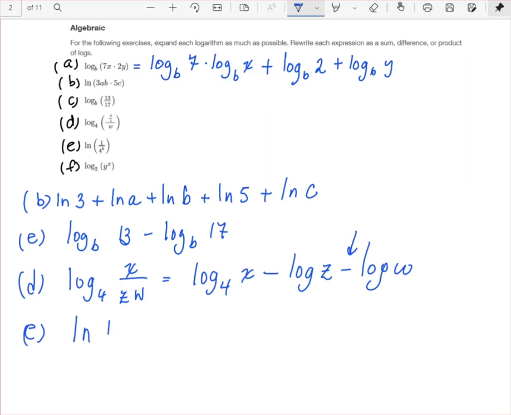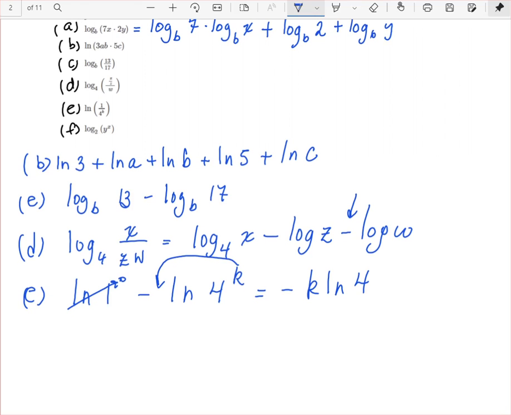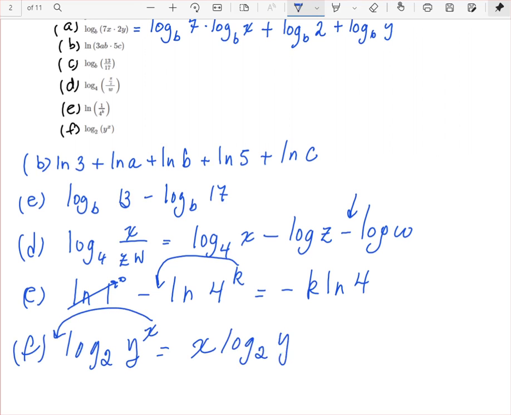Letter E would be ln of 1, which happens to be 0, minus ln of 4 to the k. Now this k can come to the front, so it would be negative k ln of 4. You can put ln of 1 in your calculator and see that it's 0. Any log of 1 would be 0. Log 2 of y to the x is just bringing the x to the front, like this.